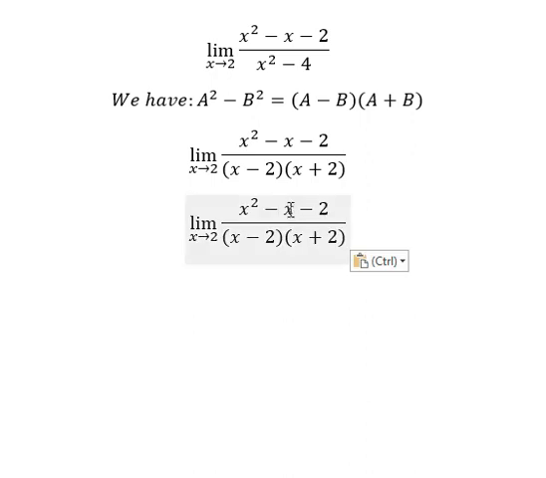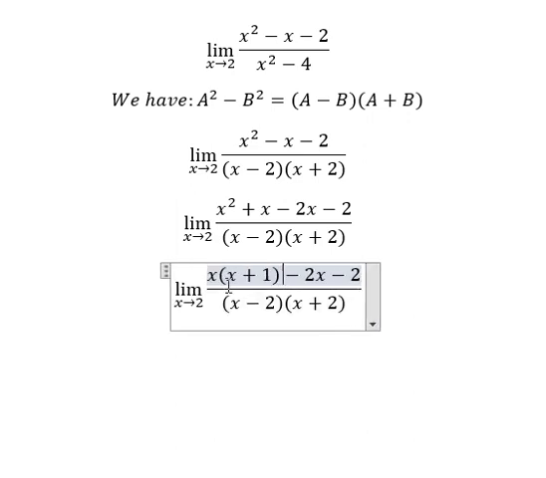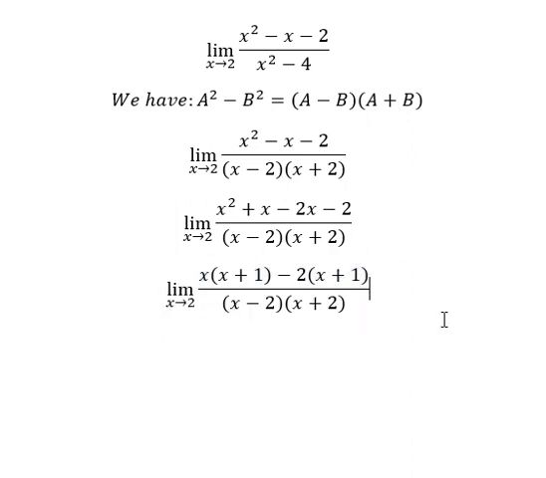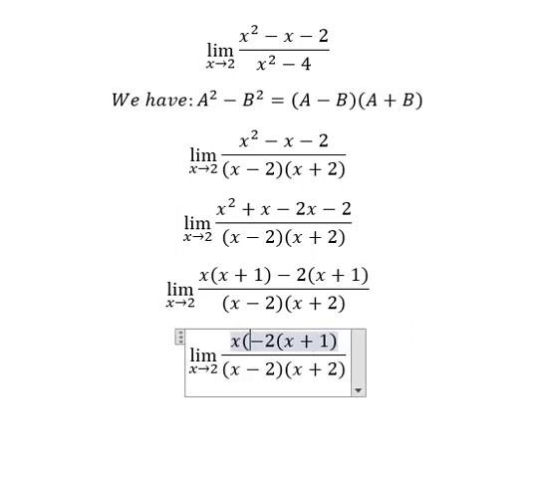Next, about negative s, we can put it into positive s minus 2s. Next, we can do factorization by s. This one by negative number 2. Now, we can do another factorization by s plus number 1.